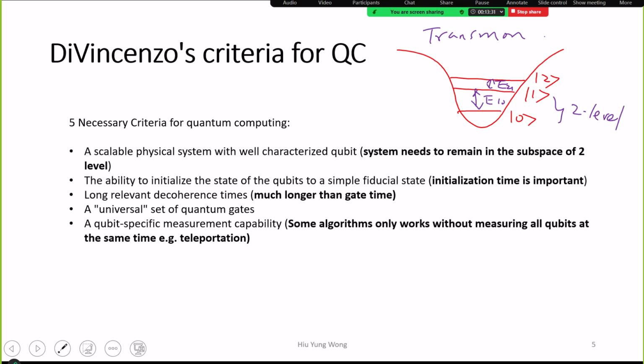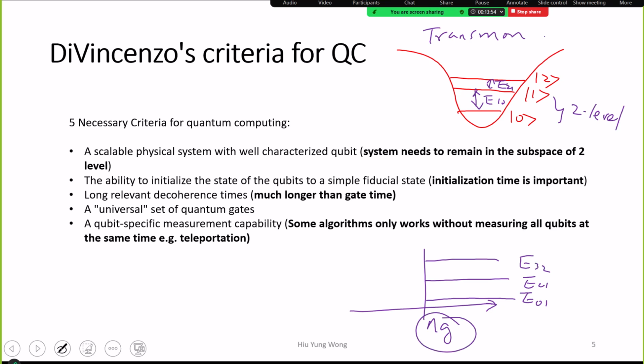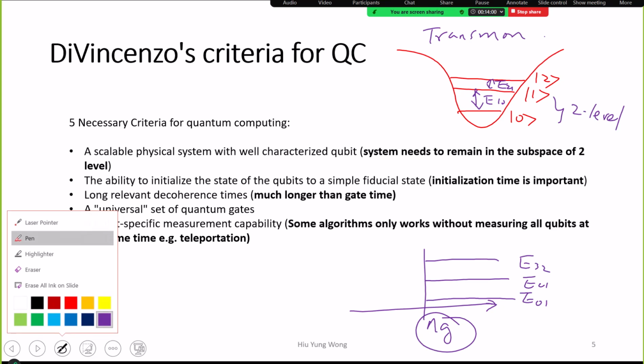Do you still remember this diagram? This is NG, right? And then for the transmon, it is something like this for different levels. What does this mean? What is NG? No one has studied the review yet, right?